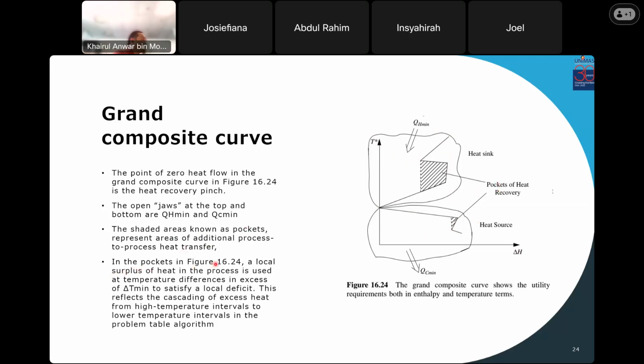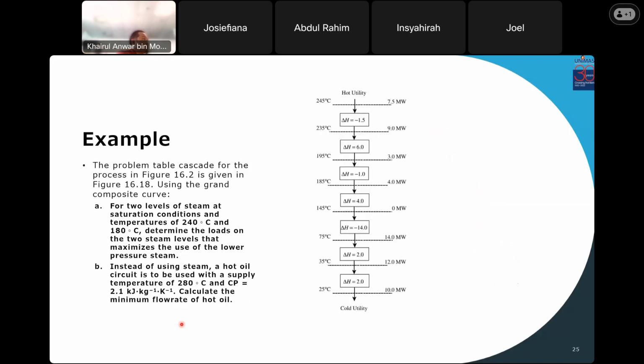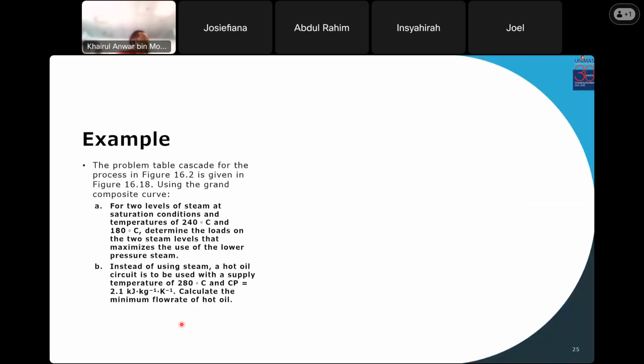In the pocket in figure 16.24, a local surplus of heat in the process is used at temperature differences in excess of what is needed to satisfy the local utility. This reflects the cascading of excess heat from high temperature interval to lower temperature interval. The problem table algorithm. Example, how to utilize the grand composite curve.